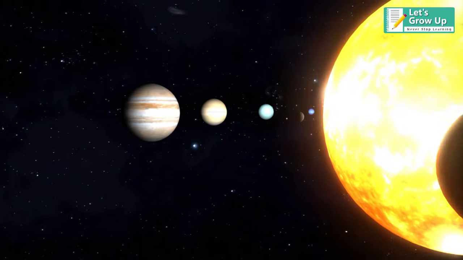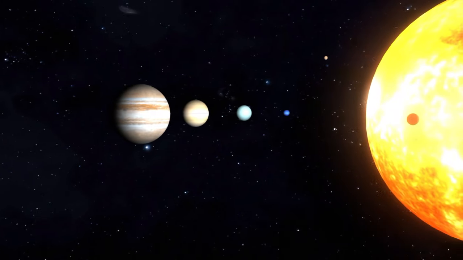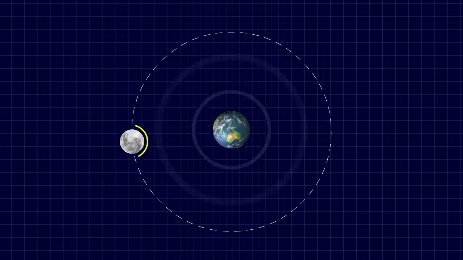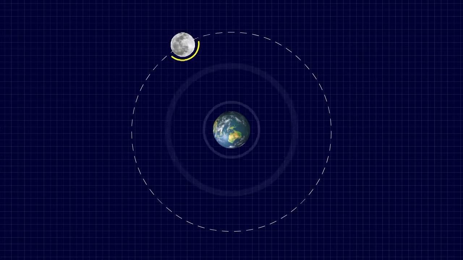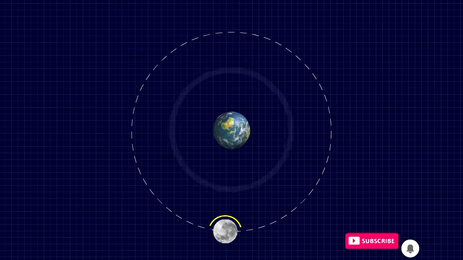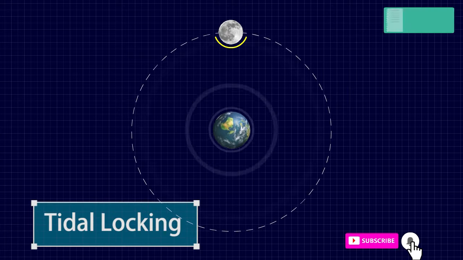But this type of rotation is common for all the moons of all planets in our solar system. This is because our Earth forces the moon to rotate once in every revolution by its gravitational pull. This gravitational force is also called tidal locking.